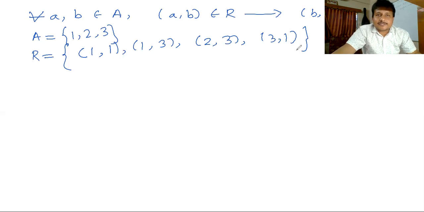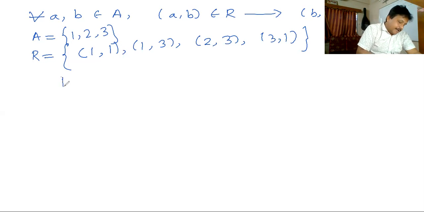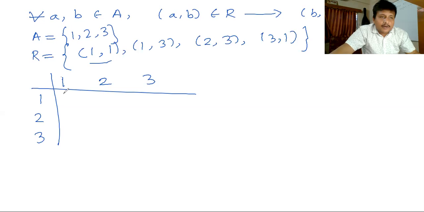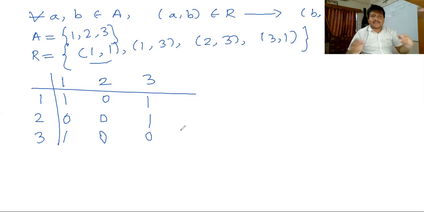Now construct the relation matrix. To do that, you again place 1, 2, 3 horizontally and 1, 2, 3 vertically, and that is the table that you have. Look, (1, 1) is there, so we mark it with unity. (1, 3) is there, mark it with unity in the table. (2, 3) is there, you mark it with unity. (3, 1) is present, so mark it with unity. What about the rest of the elements? In the rest of the places, since the elements are not present in capital R, you mark them with 0 as we did earlier. So you have the relation matrix like this.